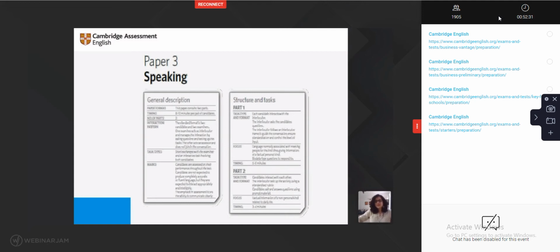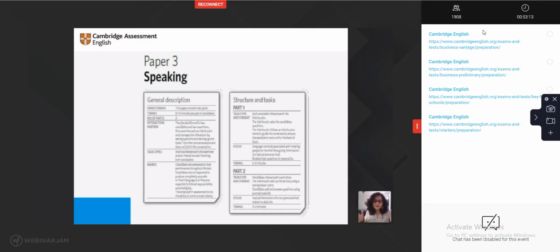Now here, next to the general description, you have structure and tasks, which gives you the details of each part. So here you have part 1, where the task type is mentioned, and then the focus, which means the language focus or the functions focus. Right. So the first part is normally an icebreaker, where it focuses more on meeting and greeting, and in this part the candidate has to present factual information about themselves. So it is personal information of a factual nature, right? And the timing is this task lasts for about 5 to 6 minutes.